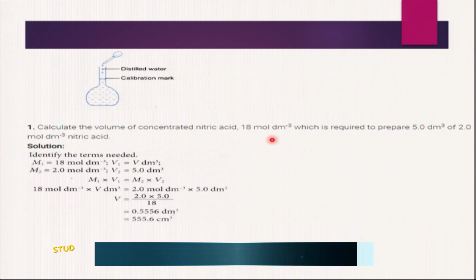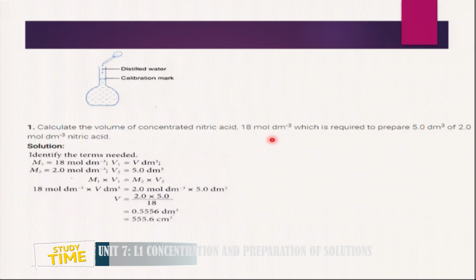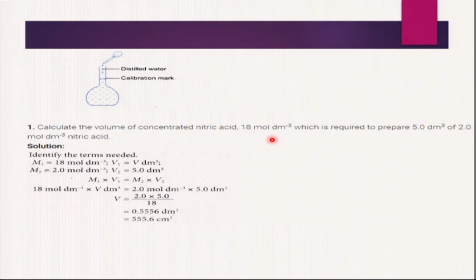So you need to first interpret the question. In most cases, you need to know what is M1, what is V1, what is M2, and what does V2 represent? So here, calculate the volume. Read the question twice or thrice before you start. So here, identify the terms needed.